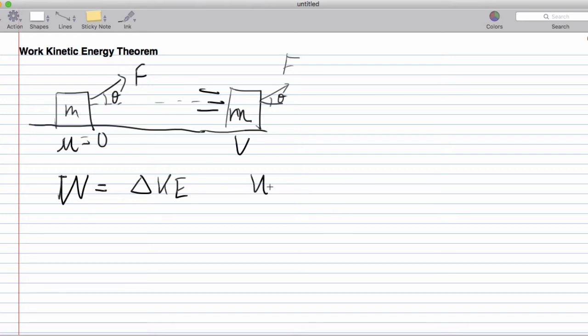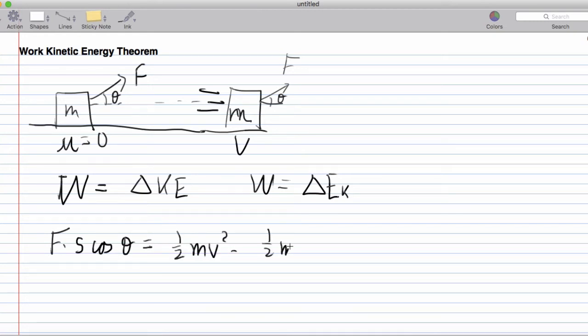You'll also see this written as work is change in EK. And the full formula is F s cosine theta equals 1/2 mv squared minus 1/2 mu squared. And basically what we're saying is that you do work on the object to change its kinetic energy, to either get it moving or to stop it.